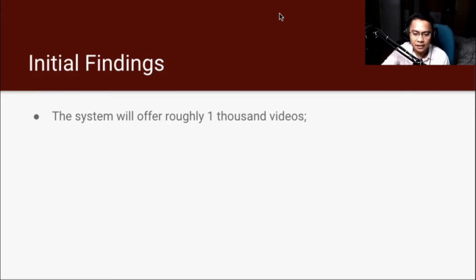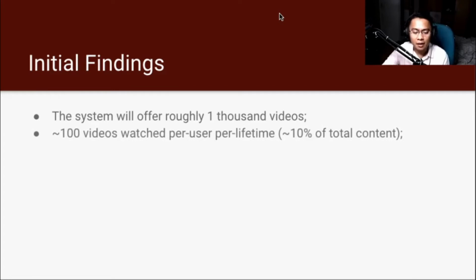First, the system will offer roughly 1,000 videos. And second, maybe based on competitor analysis or maybe based on previous experience, approximately only 100 videos are actually watched by a user per their lifetime. So only 10% of total content is actually being watched.